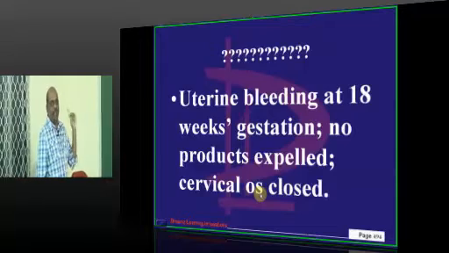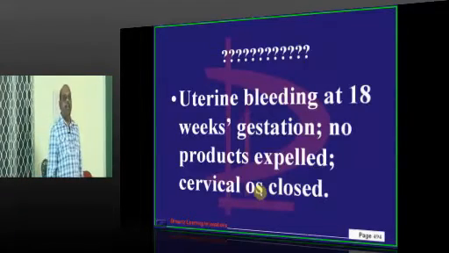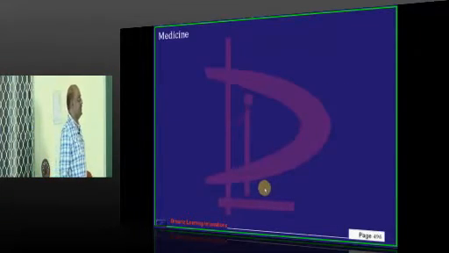Cervical os open or closed में पूरा NEET rank dependent है. So you should not do mistake.